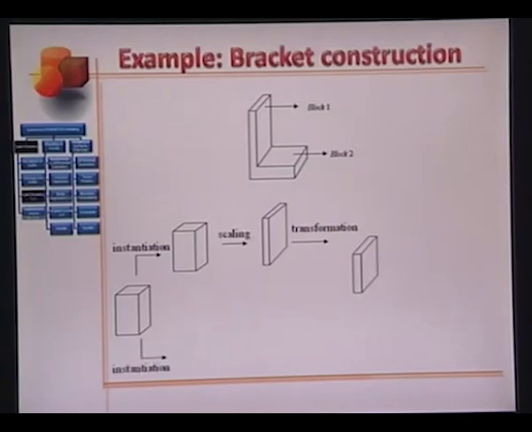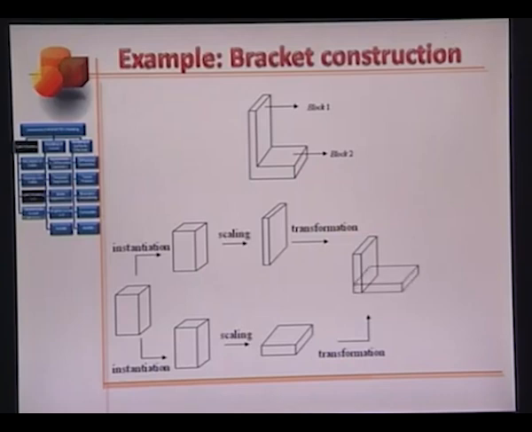I make another copy of the block available to me in the workspace. In other words, I instantiate this block again. I scale it appropriately to the dimensions of block 2, which is seen in the top figure. I transform it to place it properly with respect to block 1, and then I perform Boolean join, which is a union of two blocks to get the L bracket.